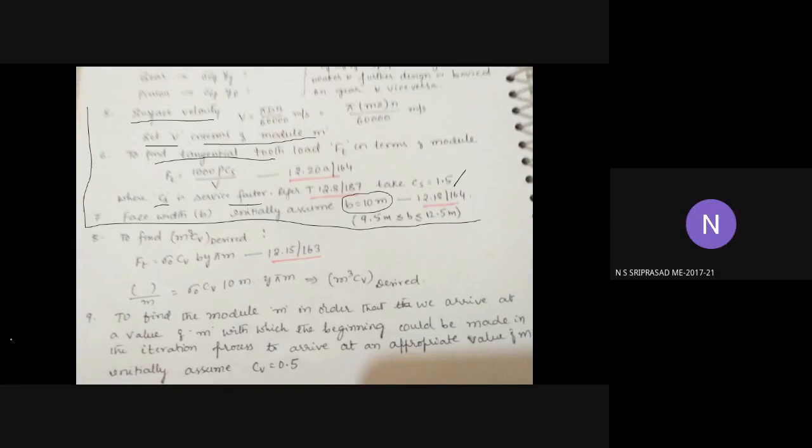So could you dictate below surface velocity? Surface velocity, I think I said it 4 times, but again I'll tell you. Next one: V is equal to pi d n by 60,000, pi m z into n by 60,000 here, and get V in terms of module m.